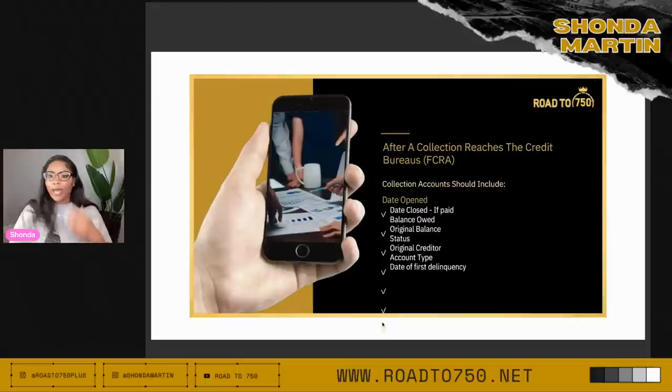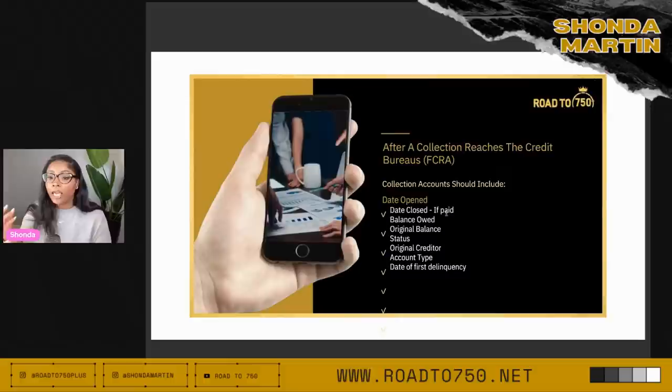All right. So after a collection reaches the credit bureaus, because again, the debt validation is before it reaches the credit bureau, if you're in a position where you have collections that are already on your credit report, these are things you should pay attention to. The date closed. Make sure that it's consistent across the board. Make sure TransUnion, Equifax, and Experian are reporting the same month and year that the account was closed, if it is closed. Make sure that they are reporting the same balance.